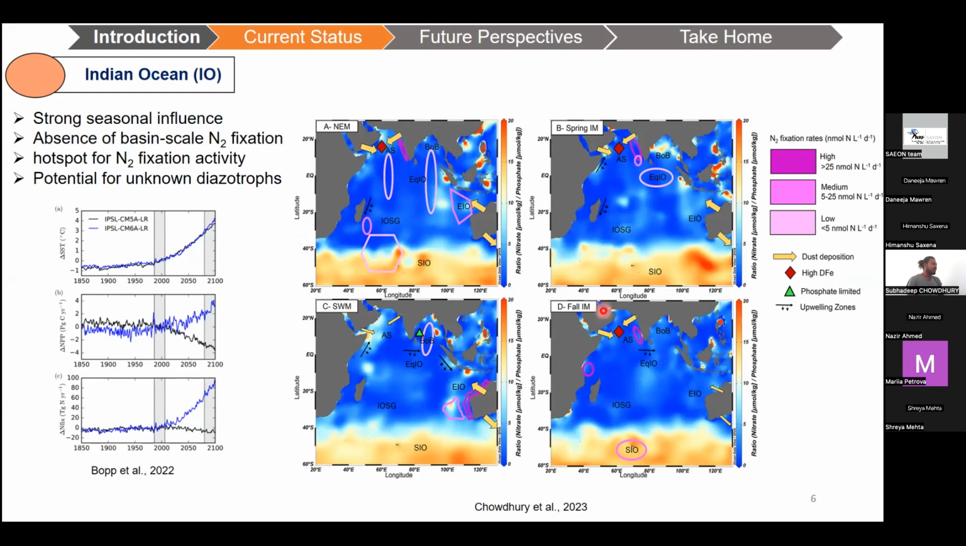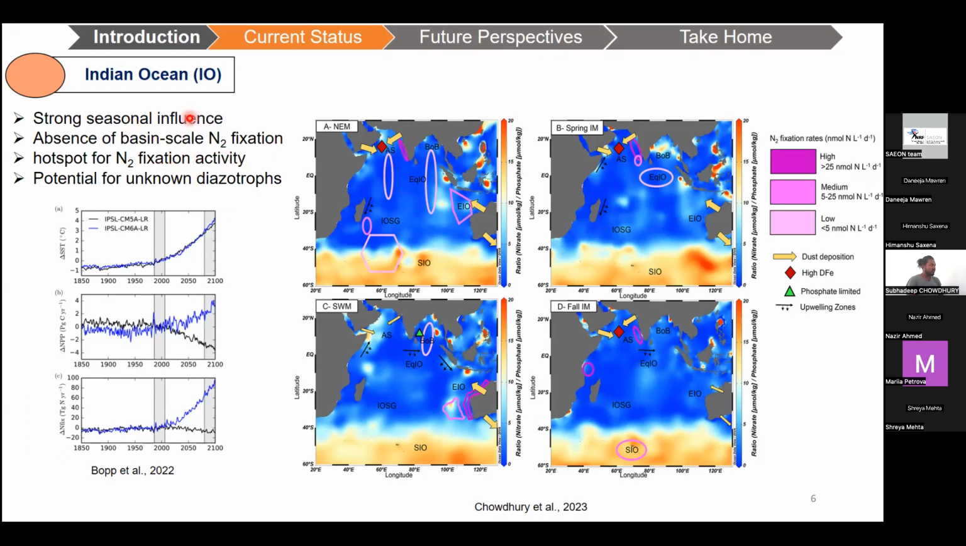On the right side, these are 4 different images in the background. There are nitrate to phosphate ratios, and these points show the overall areas where nitrogen fixation has been measured in different monsoons, represented in the 4 figures. In the Indian Ocean, there is a strong seasonal influence compared to the Atlantic and Pacific. You can see from the image the absence of several basin-scale nitrogen fixation measurements, and the model suggested that this area could be a hotspot for nitrogen fixation activity.